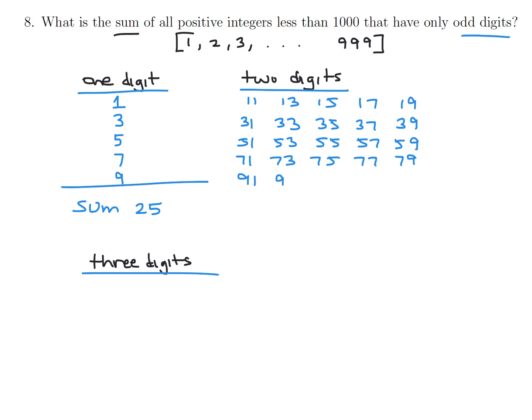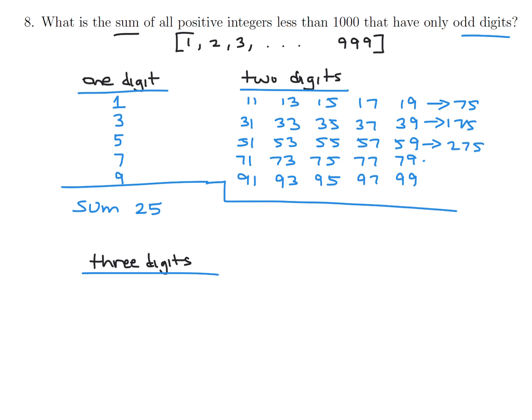91, 93, 95, 97, and 99. Okay, I think that covers it. Now let's figure out the sums. This sum is 75. Those 5 numbers, 175. That is 275. And that is 375. And that sum is 475. So the grand total of all these guys is 1375.